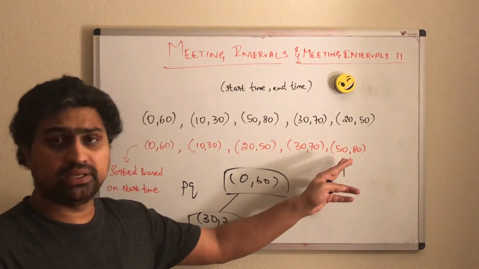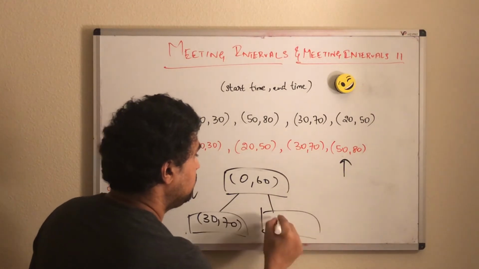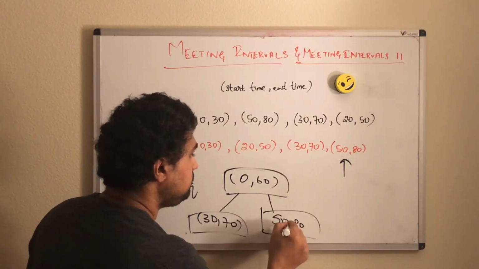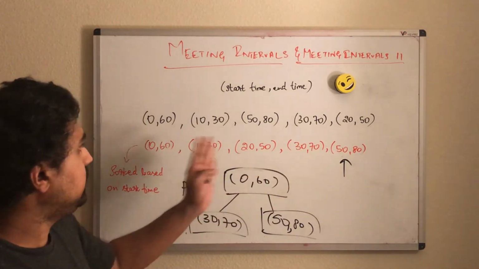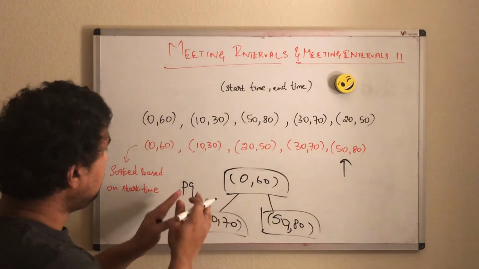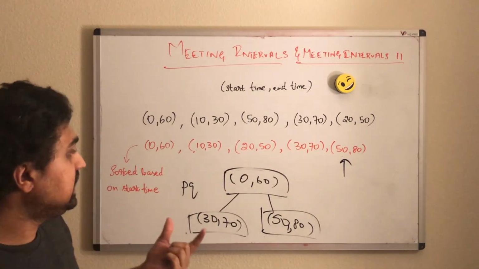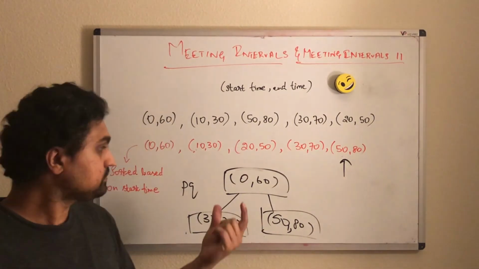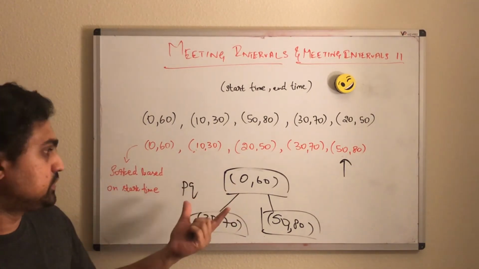Now let's add this meeting 50, 80 to the priority queue again. Now we have iterated through all the meetings and the priority queue has 3 elements, 3 nodes. So basically we require 3 conference rooms to accommodate all the meetings. So this is how we can solve this problem.